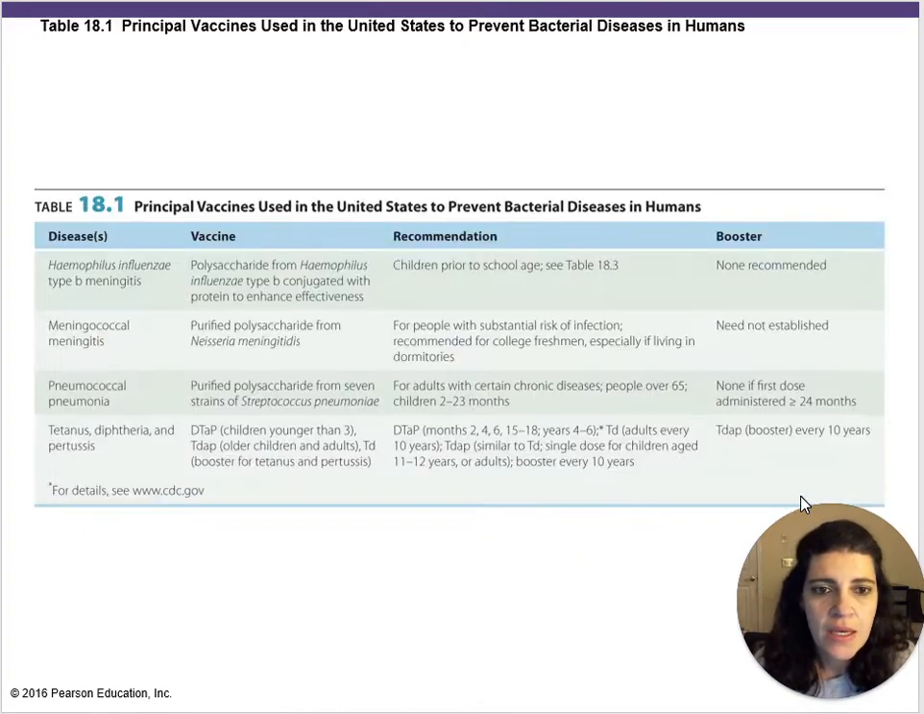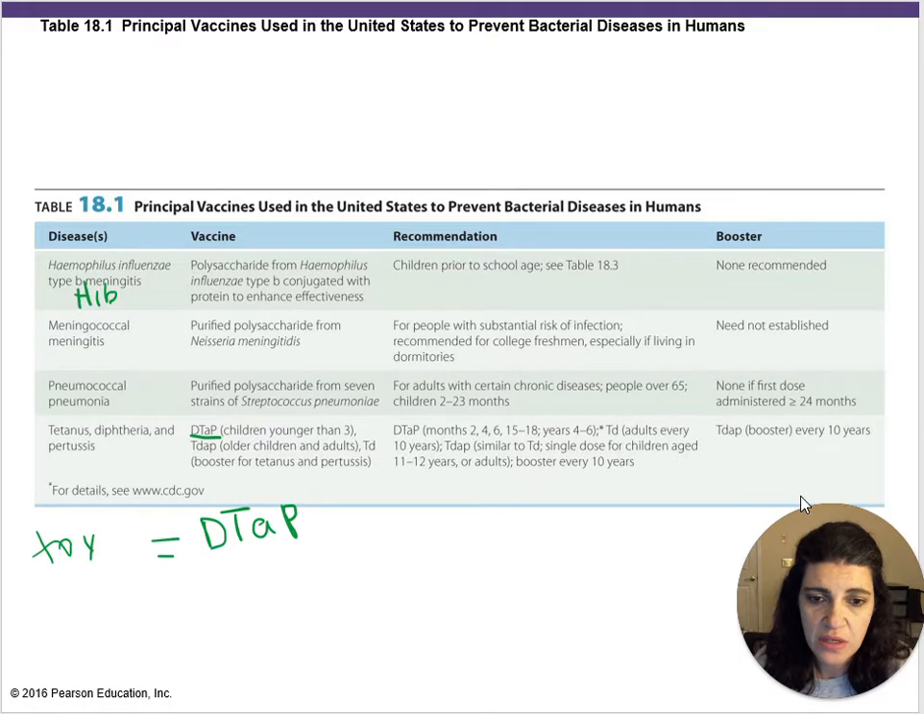Okay. The main vaccines that are used to prevent diseases in the United States and are suggested by the CDC are the Hib, which is Haemophilus influenza type B, and then the meningococcal meningitis, which is the one caused by Neisseria meningitidis, the Streptococcus pneumoniae or pneumococcal pneumonia, and the DTaP. I'm gonna write here bigger. DTaP. DTaP, these are all toxoids. We're gonna learn what these are.